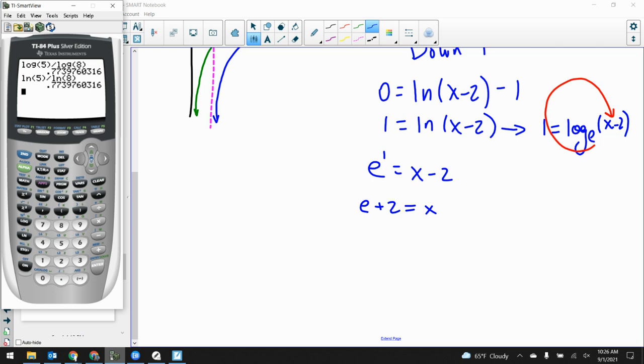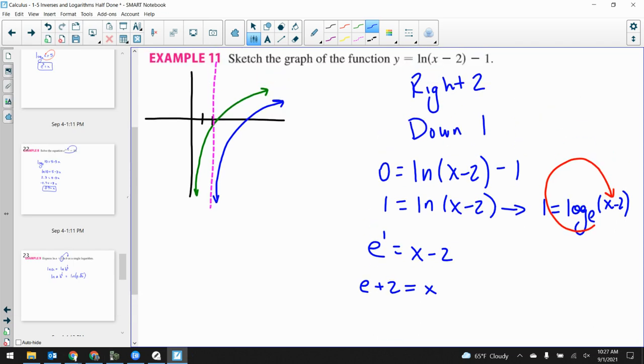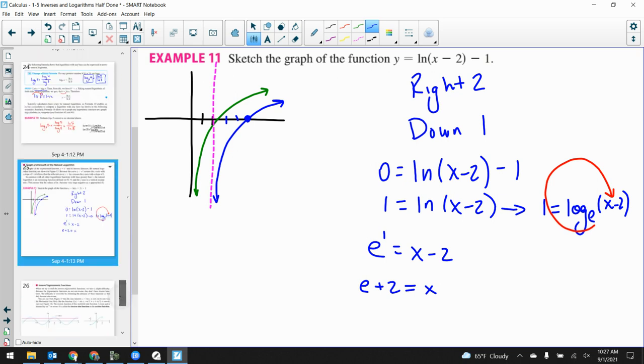So what is it here? e plus 2 is 4.718, which seems about right. It seems like my sketch ended up in the pretty right spot. That was 2, 3, 4. Yeah, sure, 4.718. Okay. So you can find your x-intercept pretty easily if you're asked to, and you are asked to in some of the homework problems.